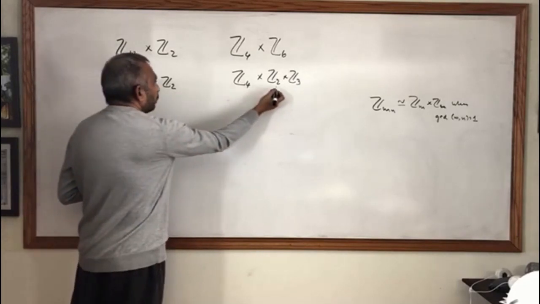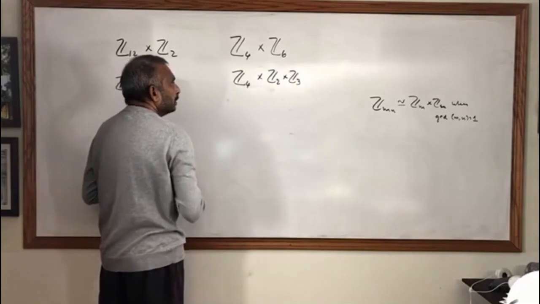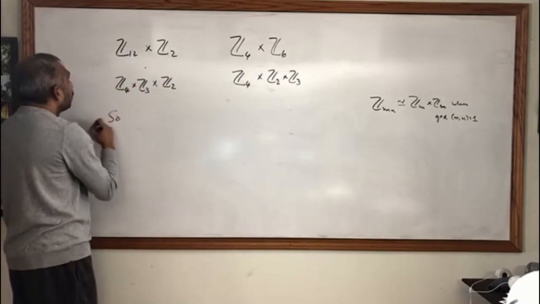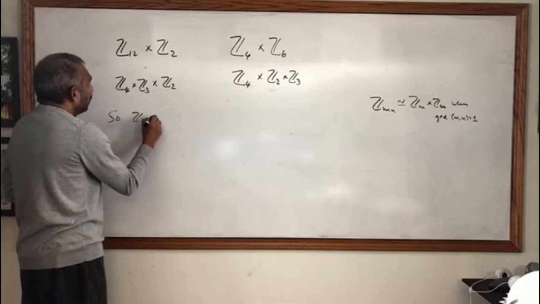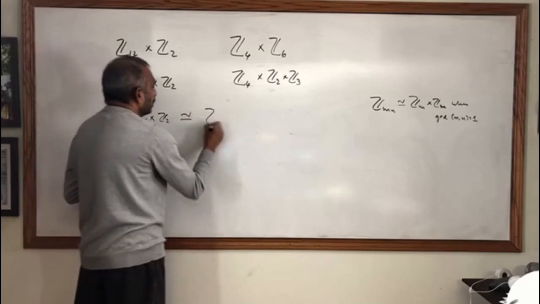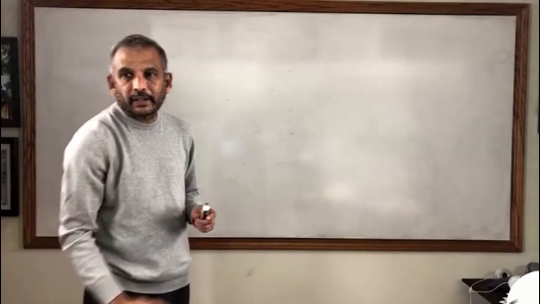The only thing is this is definitely isomorphic to this. If you rearrange the components, it's exactly the same. So Z12 times Z2 is isomorphic to Z4 times Z6. Now let us do another problem.